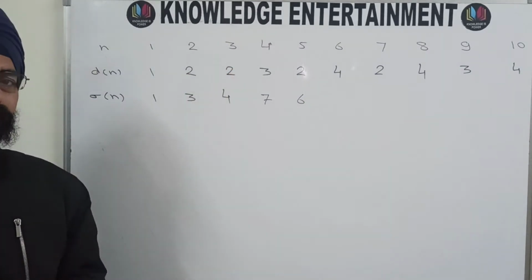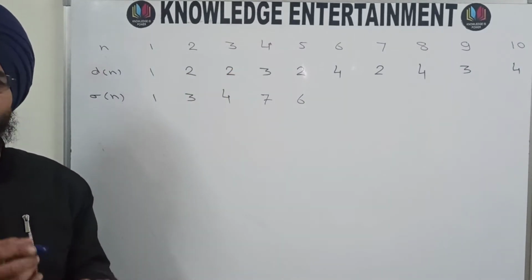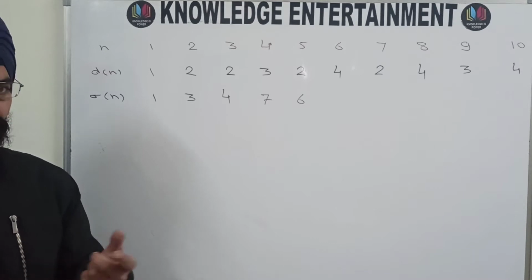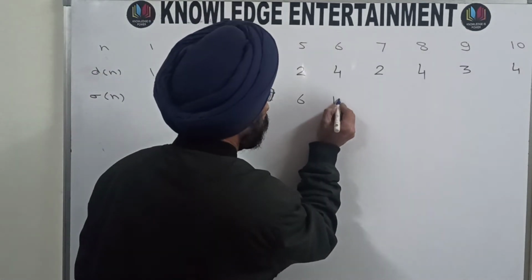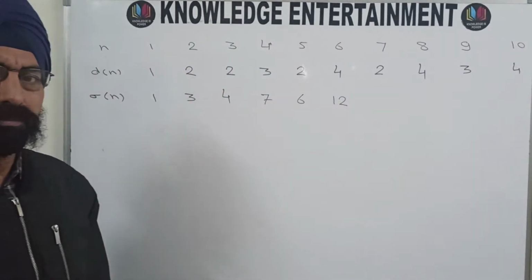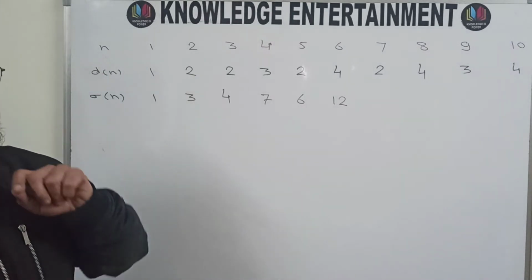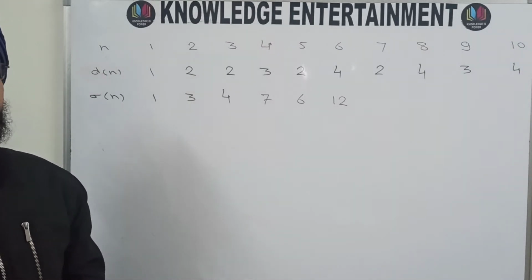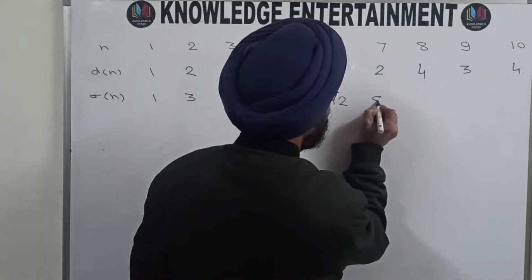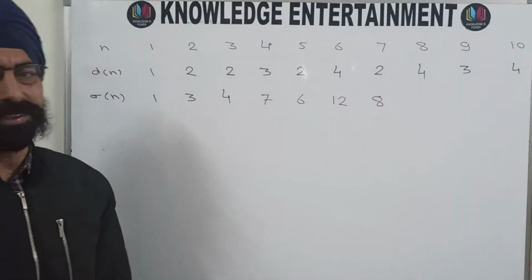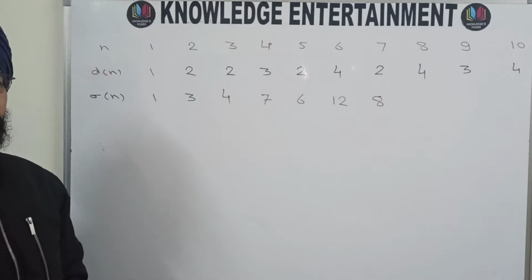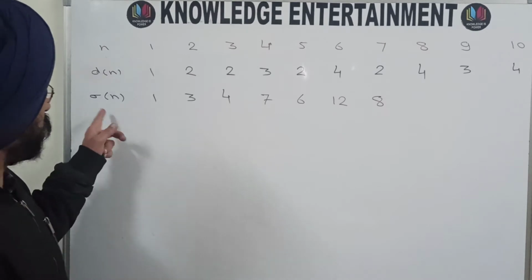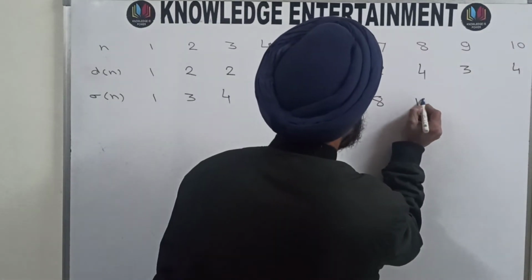Now 6. What are the 4 divisors of 6? 1, 2, 3 and 6. And what is their sum? Their sum is 1 plus 2 plus 3 plus 6, that is 12. So it is 12. Now 7. The 2 divisors are 1 and 7. So their sum is simply 8. 8. What are the 4 divisors? 1, 2, 4 and 8 itself. And their sum is 15. So sigma 8 is 15.